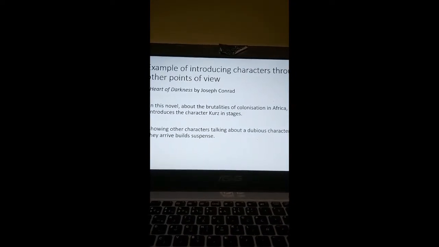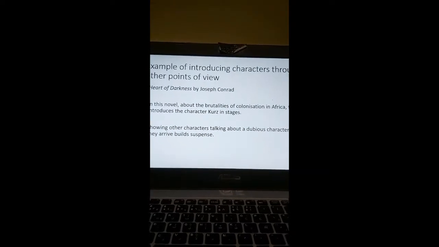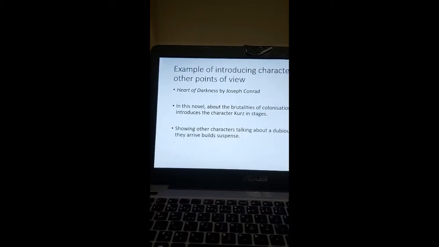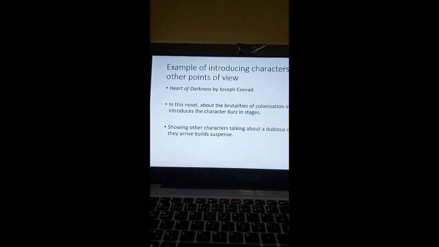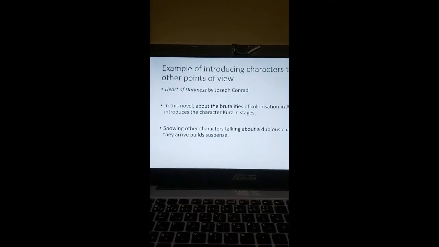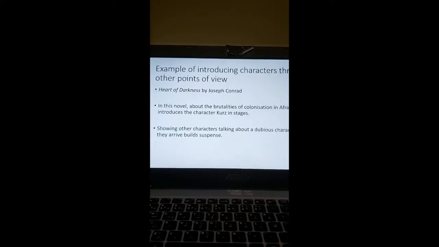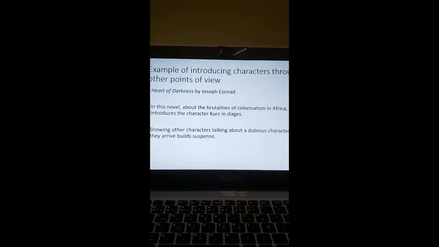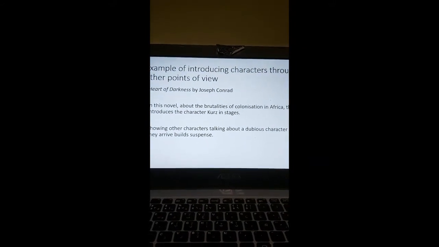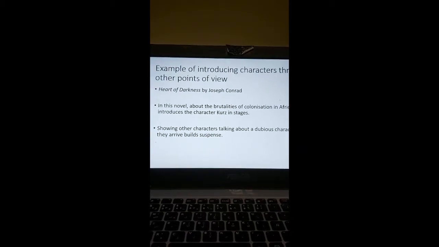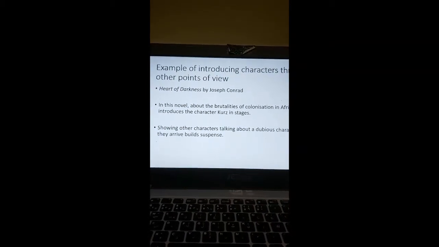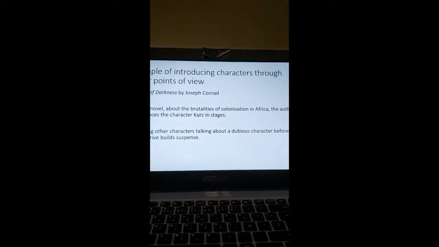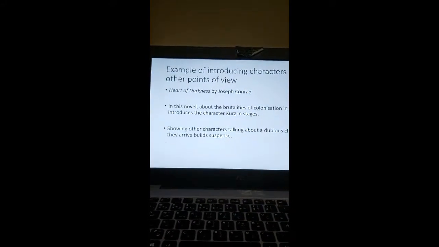The second one is introducing characters through other points of view. We have, for instance, Heart of Darkness by Joseph Conrad, this novel about the colonization in Africa. The author introduced the character Kurtz in stages, showing other characters talking about a dubious character before he arrives builds suspense.